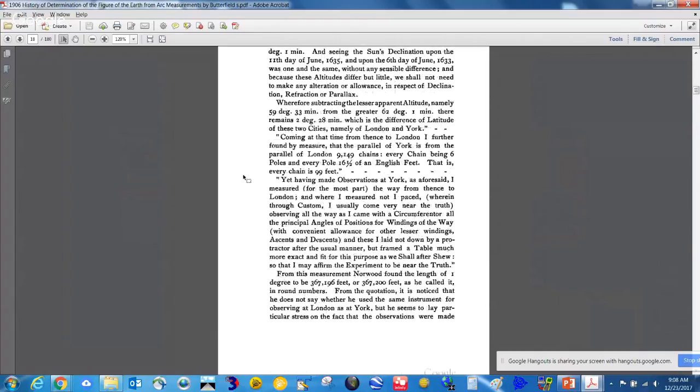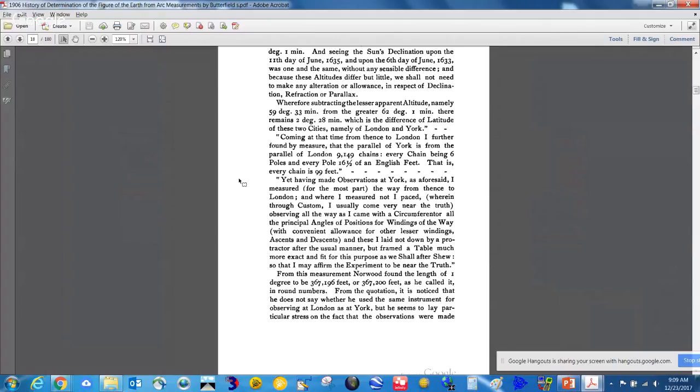I like this one. Yet, having made observations at York, as aforesaid, for the most part, the way from thence to London, I paced. Wherein, though custom, I usually came very near to truth, observing all the way as I came with a circumferentor all the principal angles of positions for windings of the way, with convenient allowance for other lesser windings, ascents and descents, not done by a protractor after the usual manner, but framed a table much more exact and fit for this purpose afterward. So that I may affirm the experiment to be near the truth.